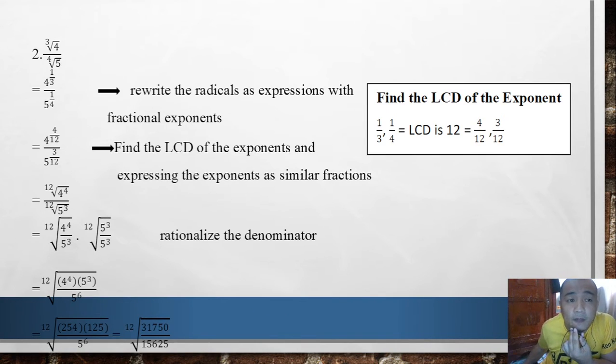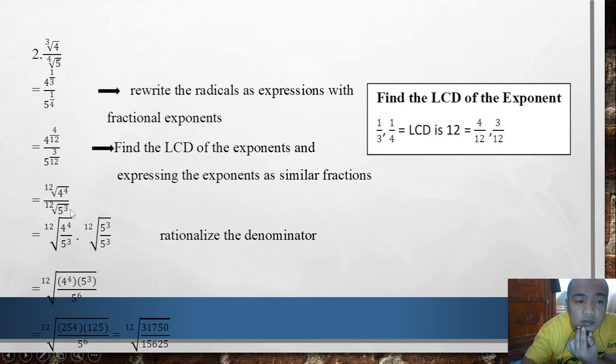Another example, division of radicals with different indices. Cube root of 4 divided by fourth root of 5. So this can be written as 4 raised to 1/3 over 5 raised to 1/4. LCD is 12. So 1/3 will become 4 over 12. 1/4 will become 3 over 12. So therefore the indices will be the same. 12 root of 4 to the 4th all over 12 root of 5 cubed.